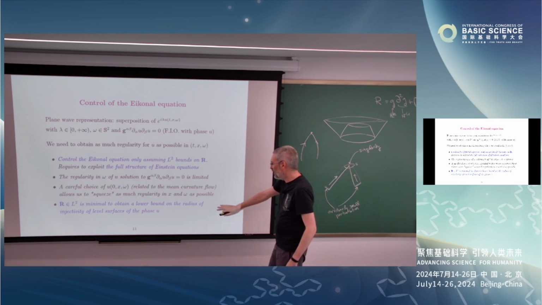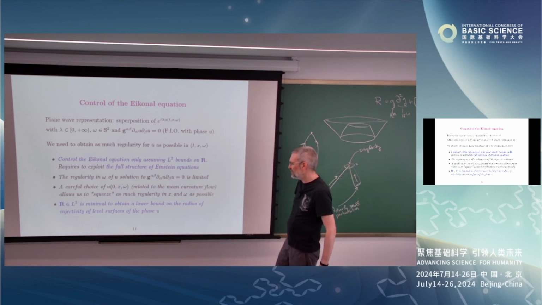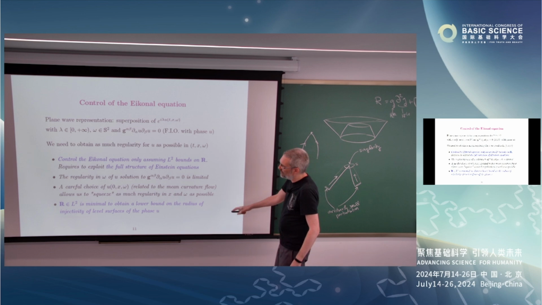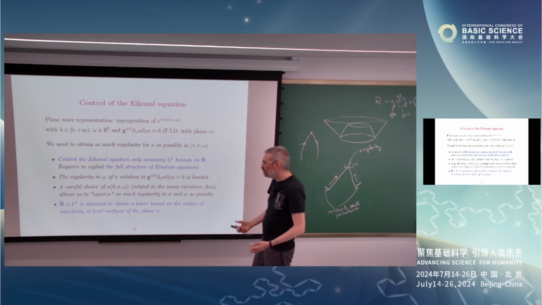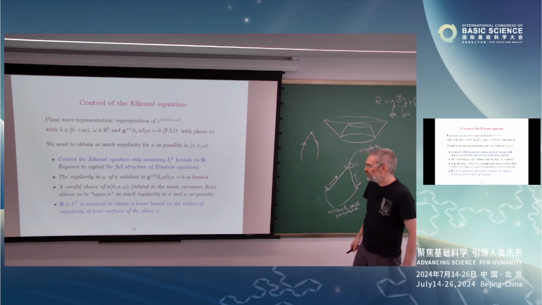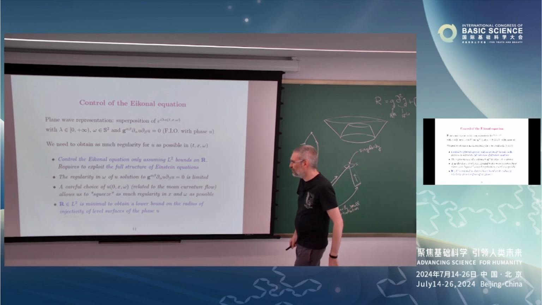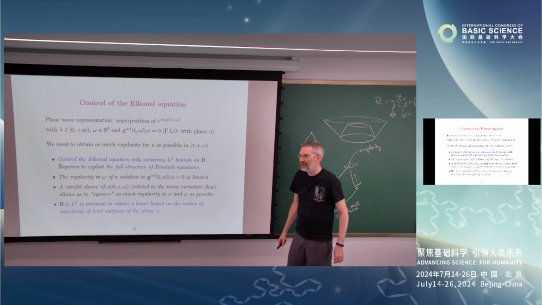to get a lower bound on the radius of injectivity of these level surfaces. And it turns out that curvature in L2 is precisely the minimal requirement to get this, somehow the most basic estimate you have to do to start with, which is to get a lower bound on the radius of injectivity. Okay, I'll stop here. Thank you very much.